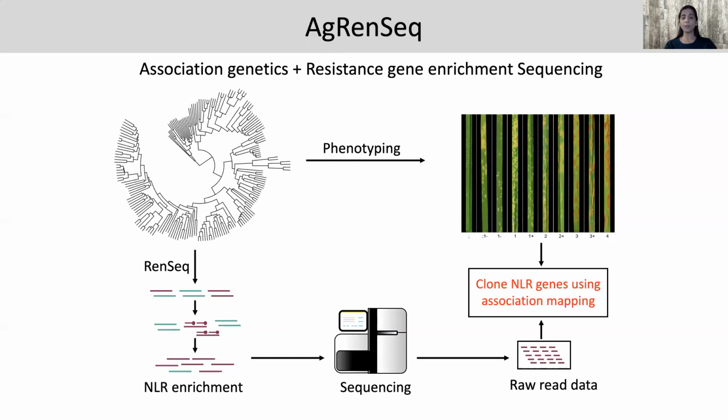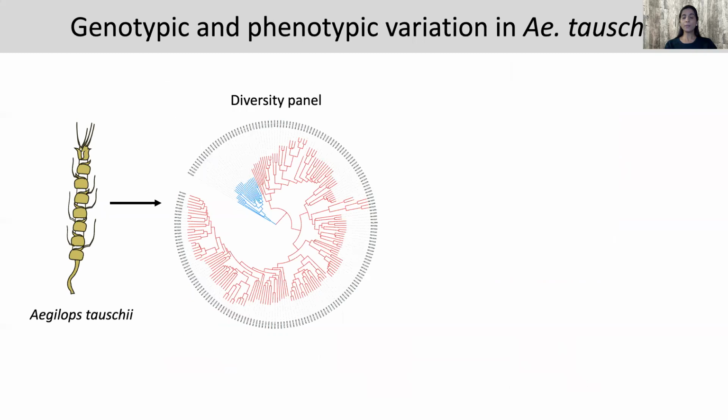To implement AgRenSeq, we phenotype a crop wild diversity panel with a pathogen of choice. At the same time, we enrich the genomic fragments of each accession using an NLR gene-specific bait library, followed by sequencing of those fragments. Once the sequence and the phenotype data are both available, we are ready to associate them with each other. I implemented this method in Aegilops tauschii, the D-genome progenitor of bread wheat.